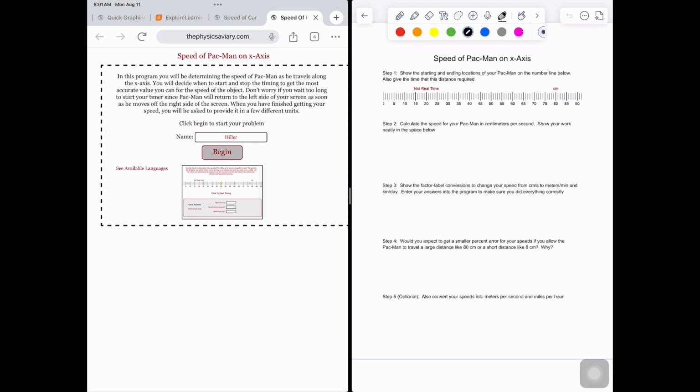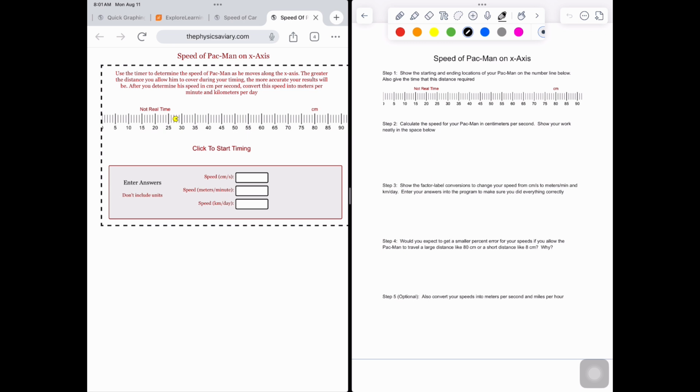Don't worry if you wait too long to start your timer, since Pac-Man will return to the left side of your screen as he moves off of the right side of your screen. When finished getting your speed, you'll be asked to provide it in a few different units. Okay, so put your name in the program and let's begin.